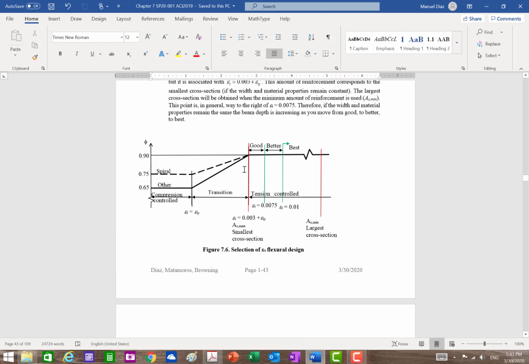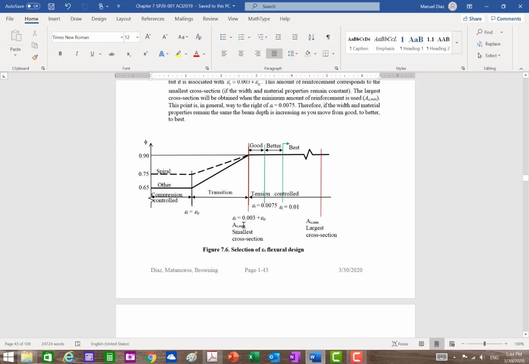So your A_s maximum is here. So it corresponds to an epsilon t of 0.003 plus epsilon ty. That is your tension control value, right? The strain corresponding to the tension control value. For grade 60, right, this becomes 0.005, right? For other values, you need to find it, right? But for grade 60, it's going to be 0.005. That will give you the A_s maximum.